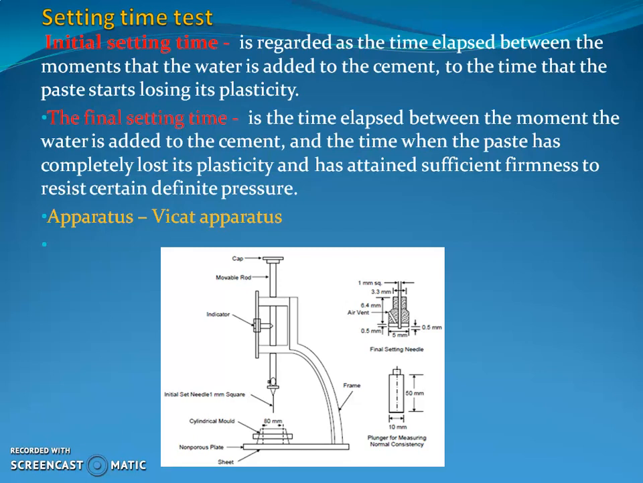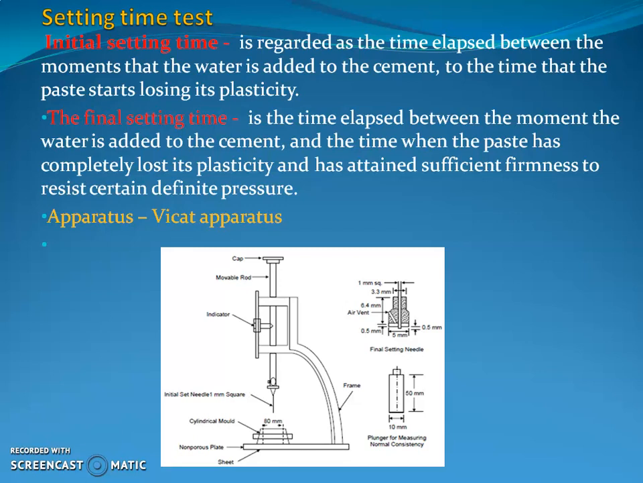Next test is the setting time test. Now what is the objective of the setting time test? The object of this test is to check the initial and final setting times of the cement. The initial setting time is determined so as to give sufficient time for various operations like mixing, transportation, placing and compacting of cement concrete. And the final setting time is determined to find out after laying the concrete, the hardening should be rapid so that the structure may be used as early as possible.